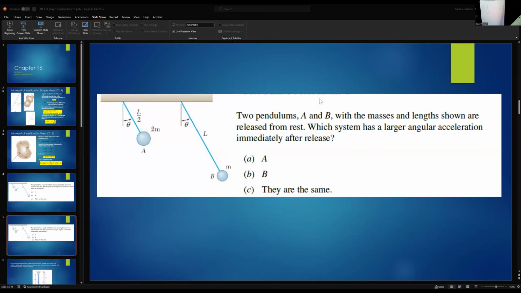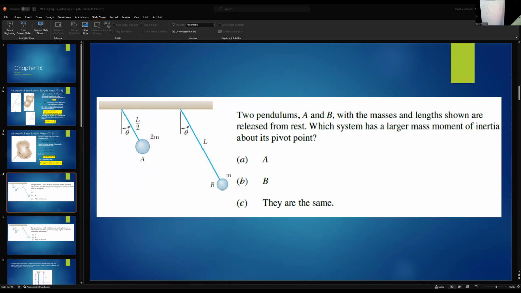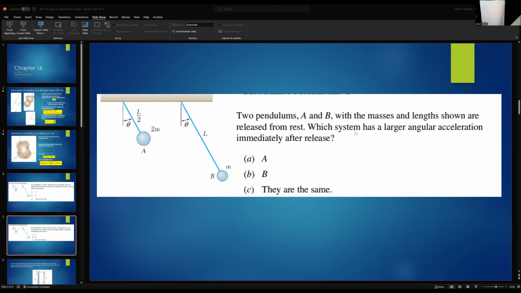There we go. So here we have the two pendulums A and B with masses and lengths shown, released from rest. Previously, the question was which one has the larger mass moment of inertia, and we determined it was B. But if we look at this one, which one has a larger angular acceleration immediately after release? So which one is it going to be?